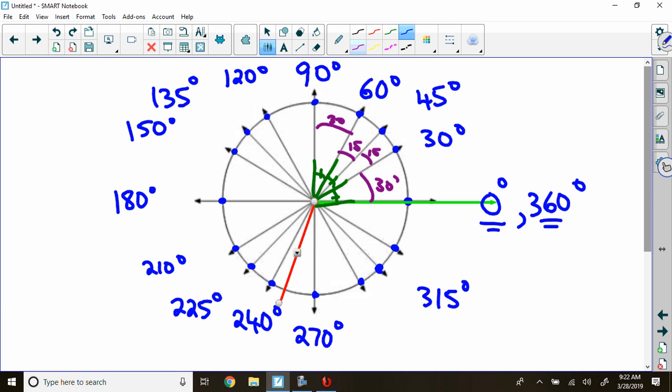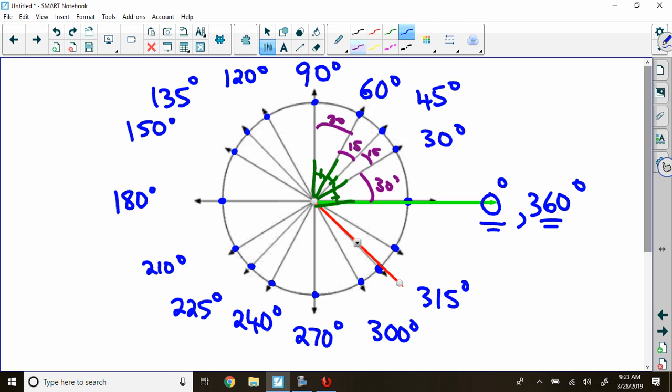Moving on to quadrant 4, when we make this swing here, that's 30 past 270. That's pretty easy. 3 times. 300.